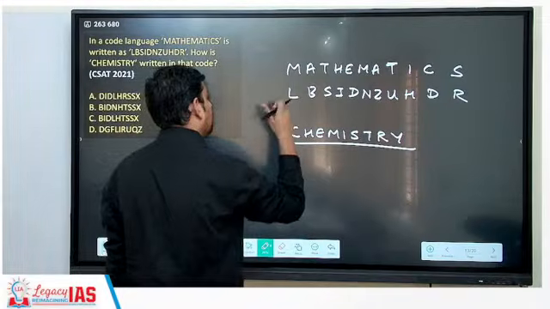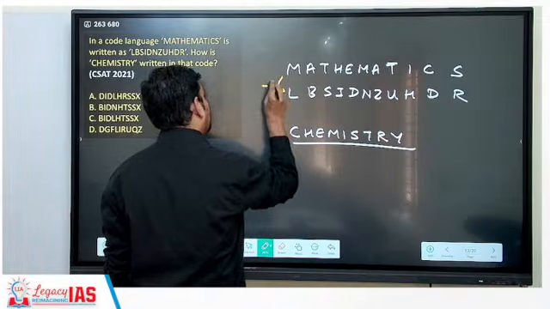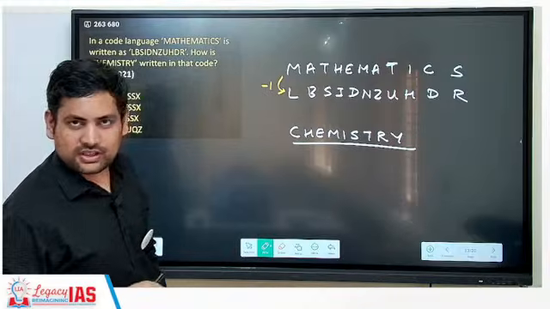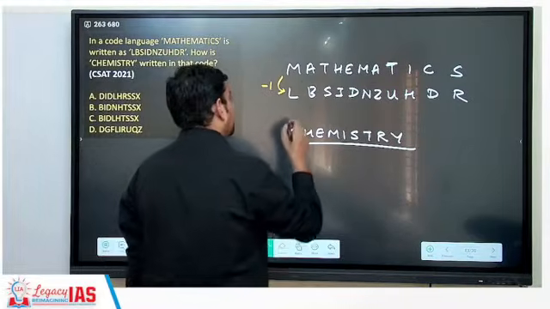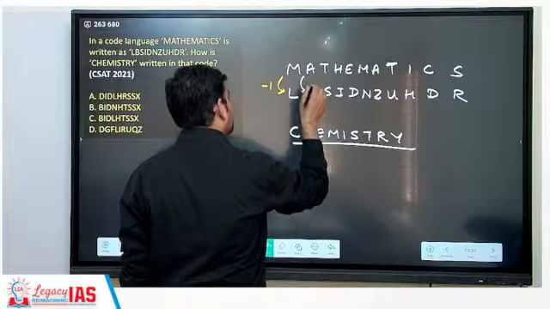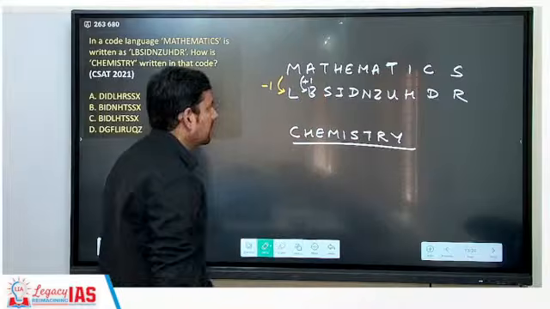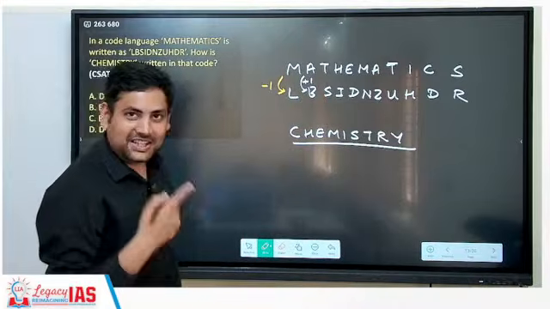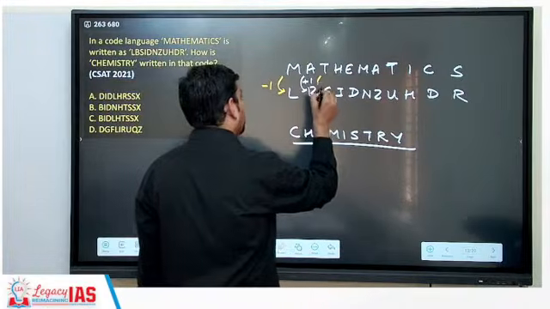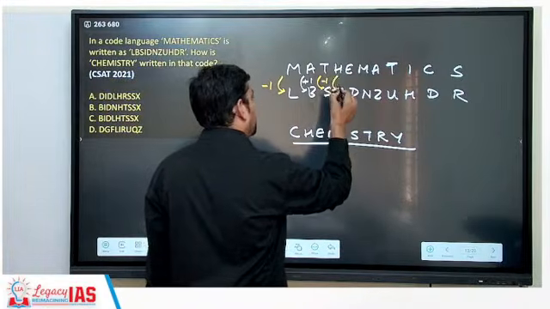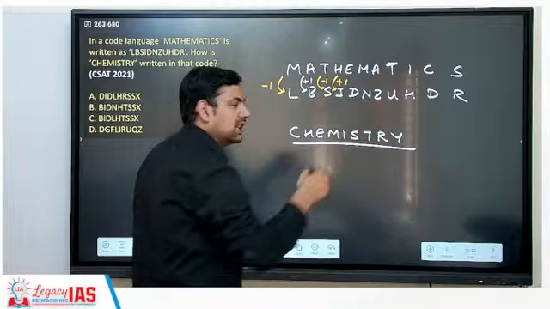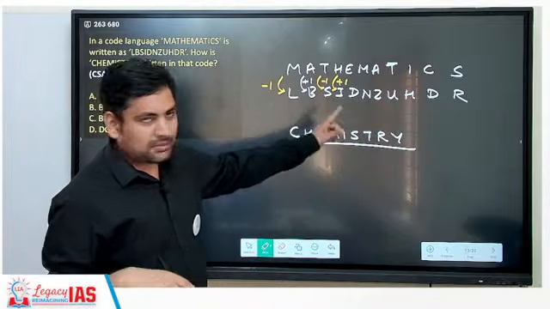M to L will be minus 1. This you understand? Correct? LM. Then A to B, how do you get to it? This is plus 1. Correct? Then T to S is again what? Minus 1. H to I is plus 1. So what is the pattern? Minus 1, plus 1, minus 1, plus 1.